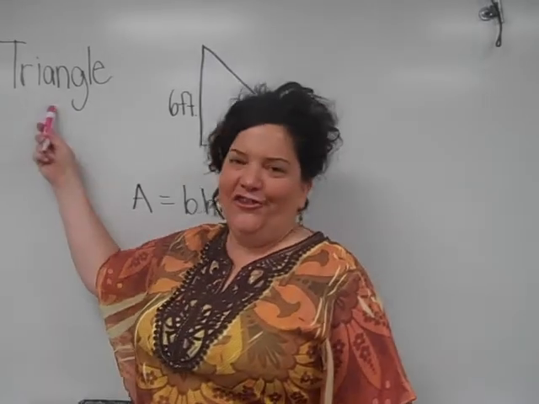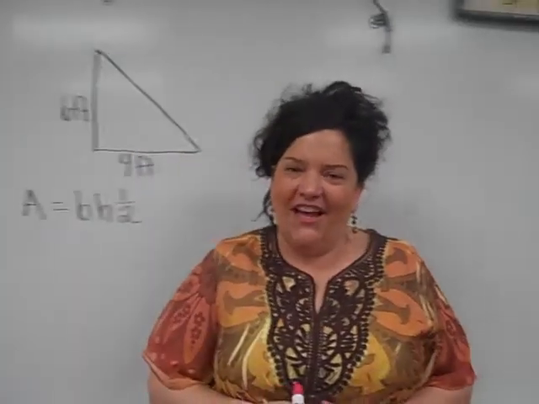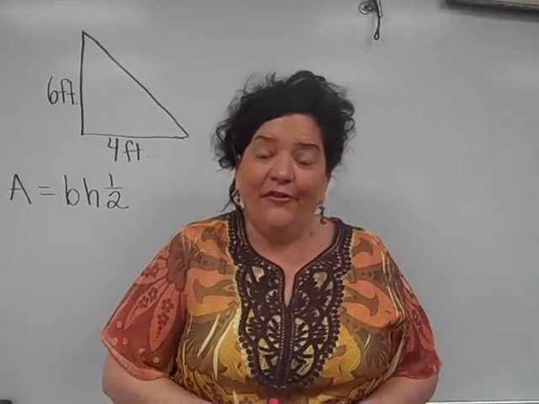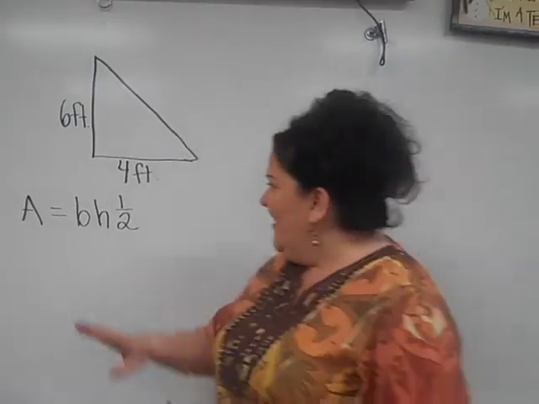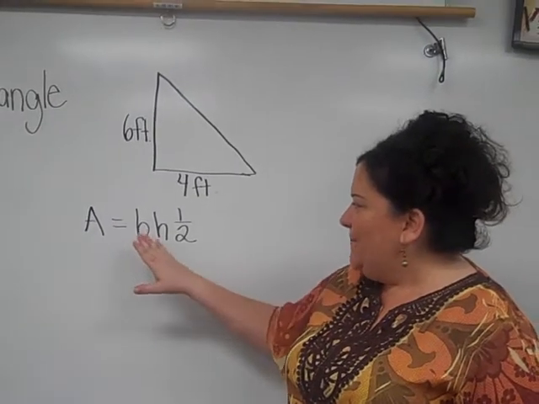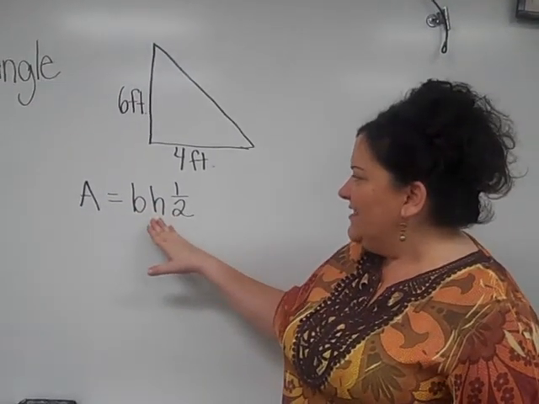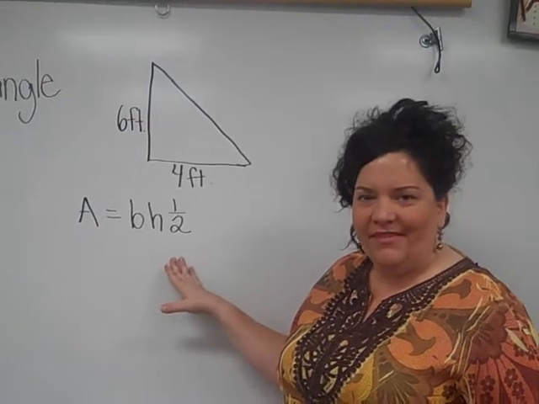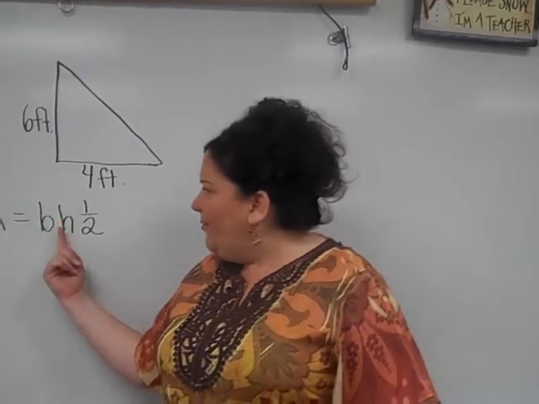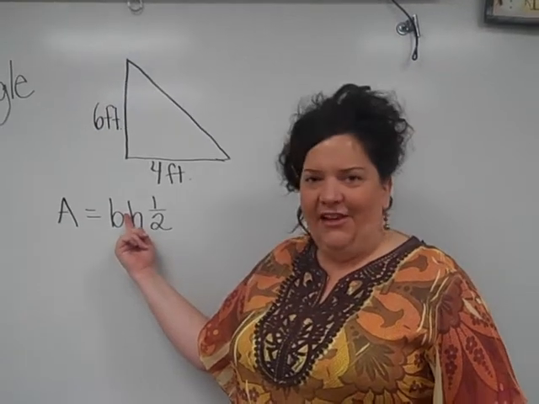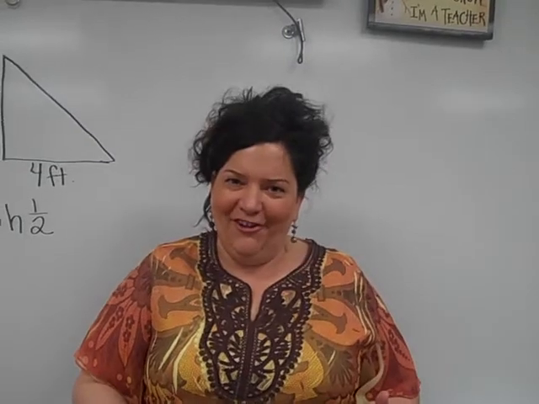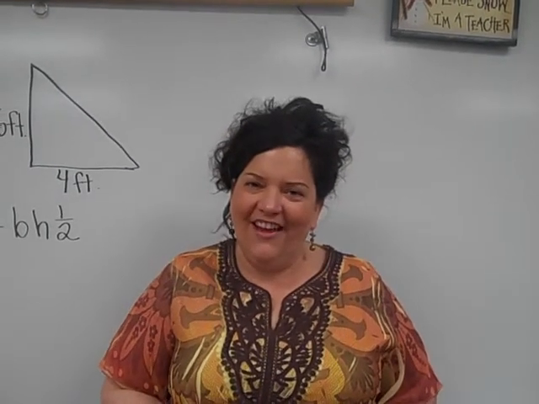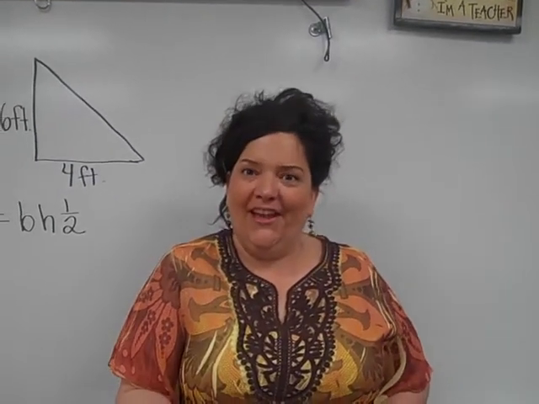This lesson will include the area of a triangle. And yesterday we discovered that the formula for the area of a triangle is area equals base times height times 1/2. We notice that there's no operation between the b and the h and the 1/2. And in algebra we learned that if there's no operation there, it has to be multiplication.